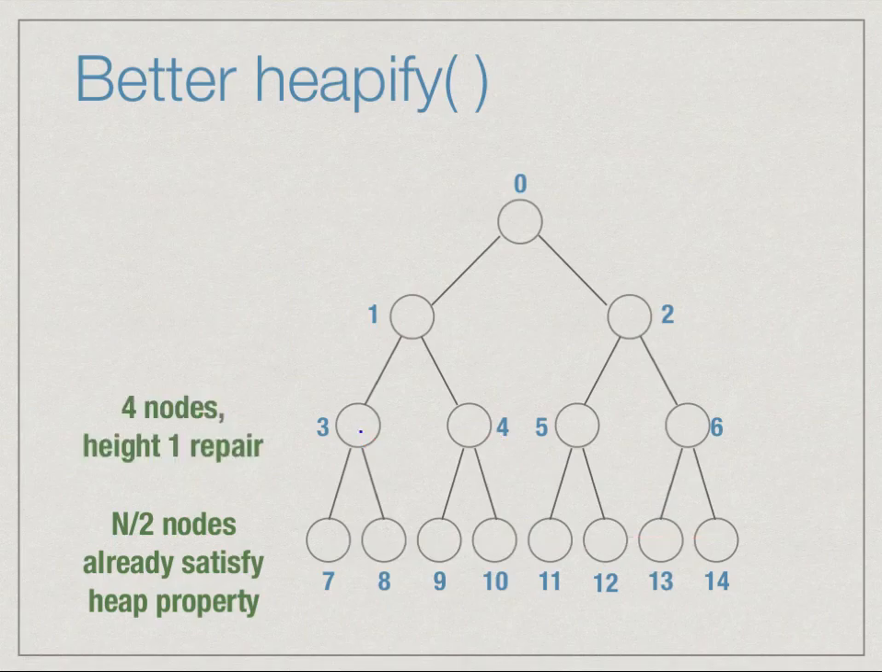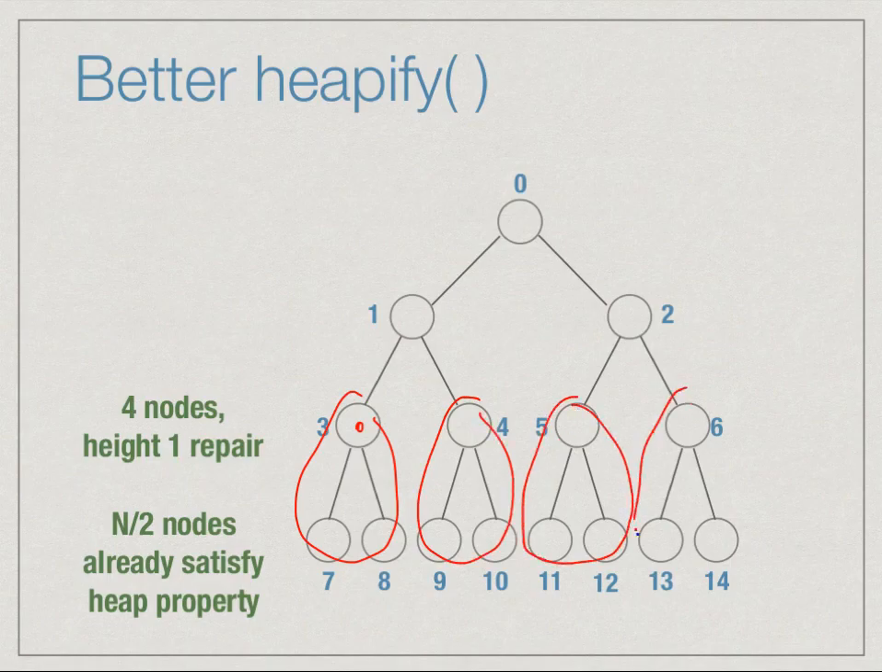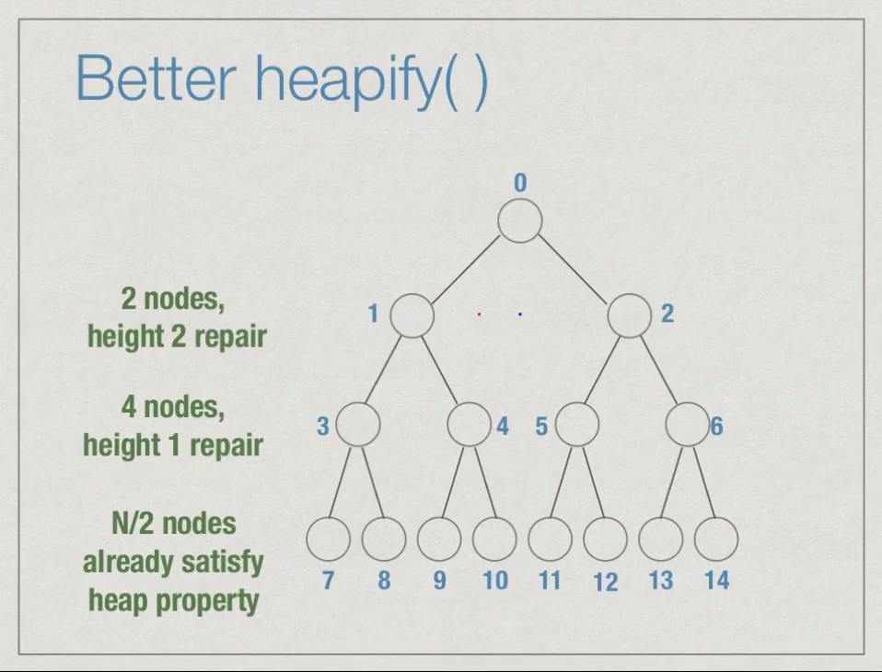Then we go up and we may have to swap this with its children, and so on. So for 4 nodes, we have to do one level of shifting perhaps to repair the heap property. Then we go up. Now 1 and 2 are the original values, so they may be wrong. Again, we may have to shift it down one value and then another value. So now we need 2 levels of shifting, but we have only 2 nodes for it.